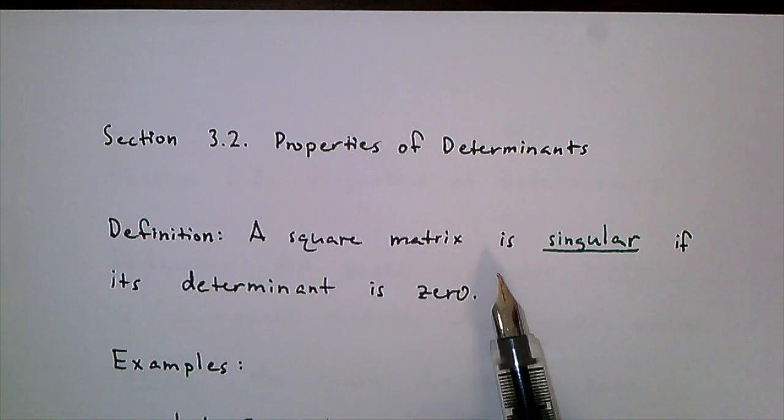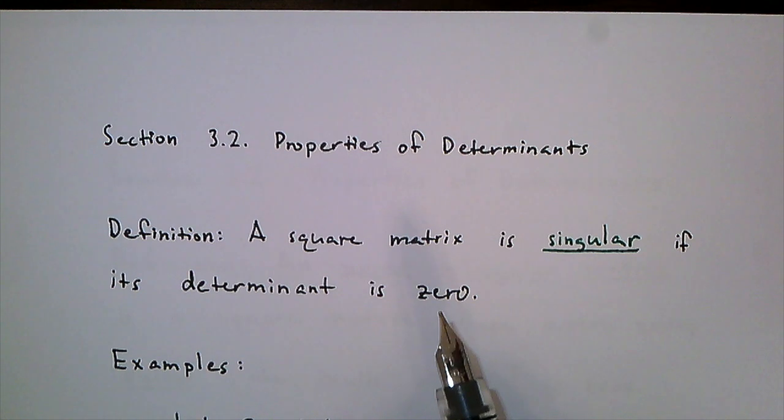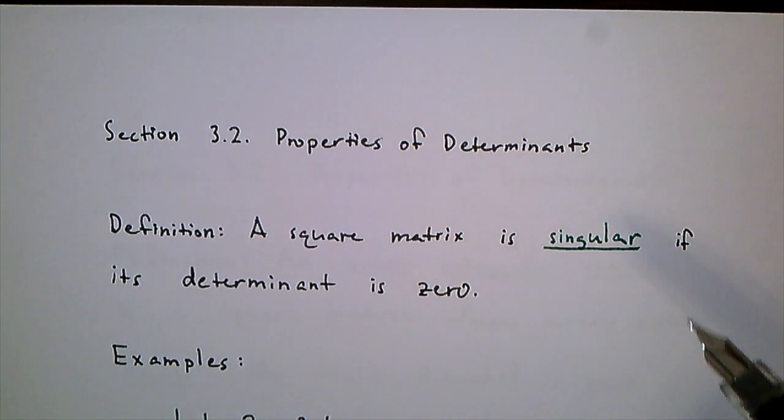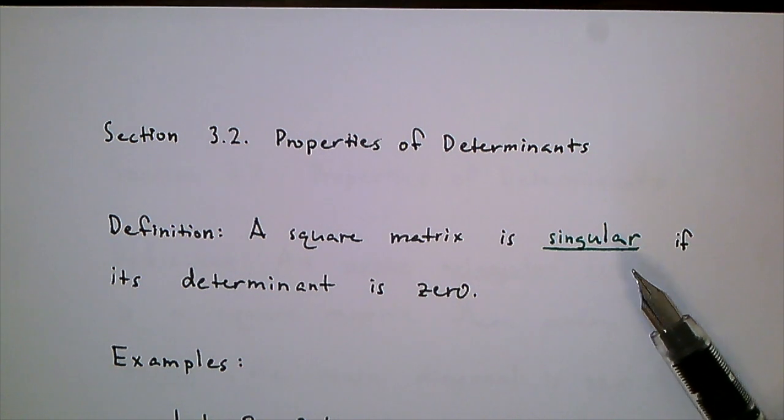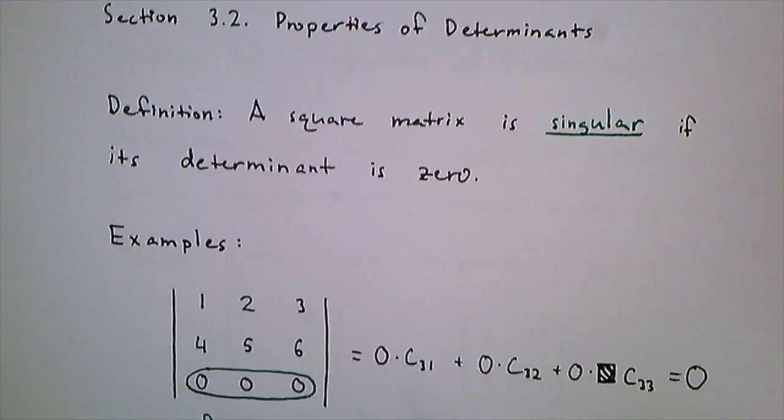A square matrix is called singular if its determinant is 0. For now, we're only concerned with computing determinants, but later on in other sections, we're going to learn about why singular matrices are important. Let's work through an example now.